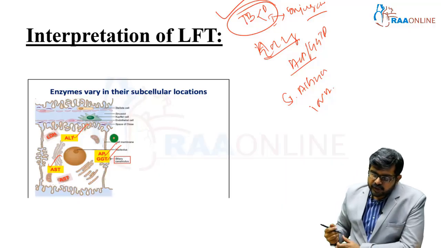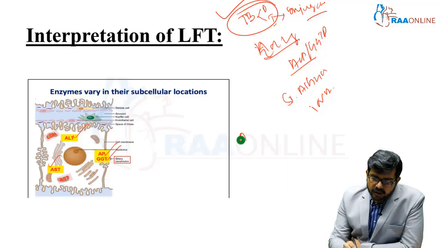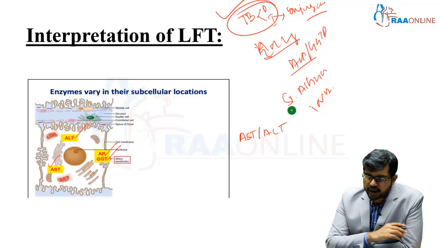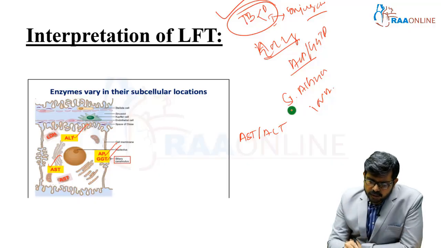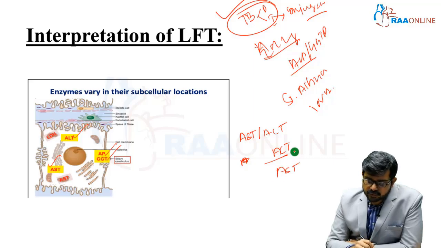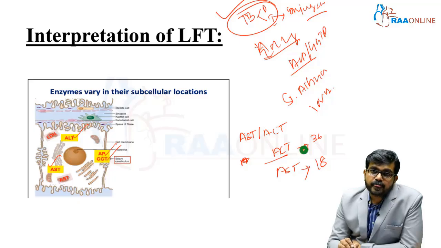As you can see here, the AST and ALT are predominantly located in hepatocytes. The normal serum concentration of ALT is always higher than serum AST. Why is it so? Because the half-life is different. Your ALT half-life is 36 hours, whereas your AST half-life is close to 18 hours. So, even though both of these enzymes are present in the liver, from the duration of half-life, your ALT is always high. So, your ALT and AST ratio is high.